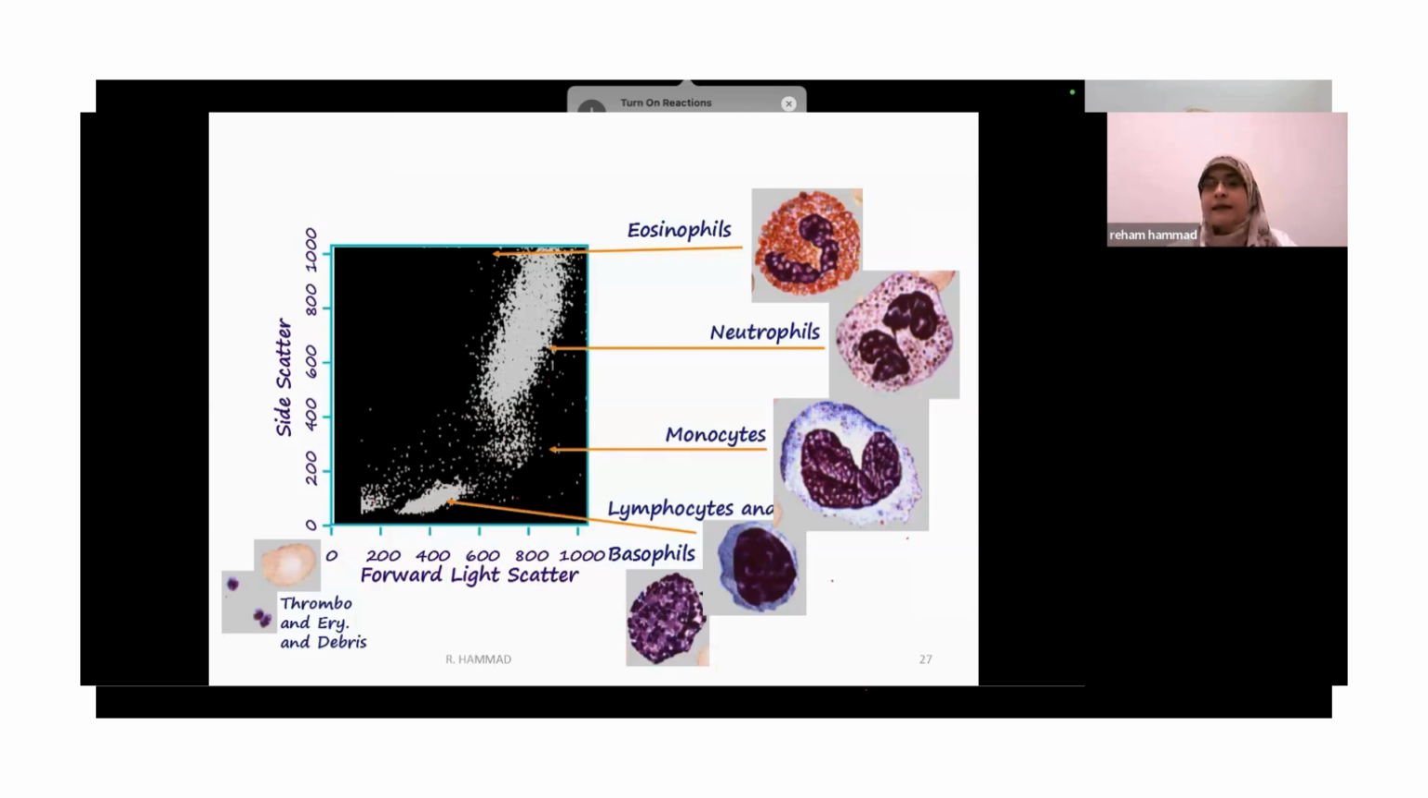Please remember that these are the normal cells that you are going to find using the graph. All of those cells are normal. So when you find an abnormal population, let me remind you once again, you can tackle your population of interest.